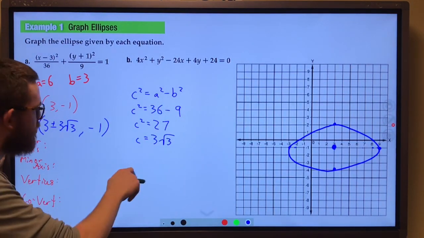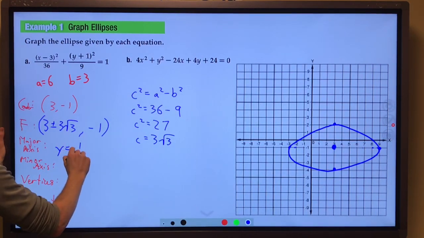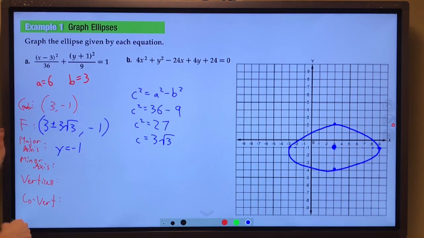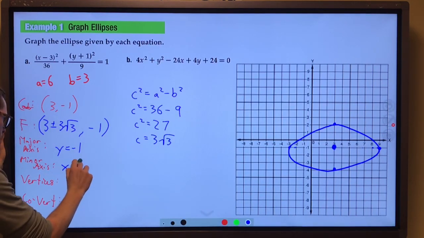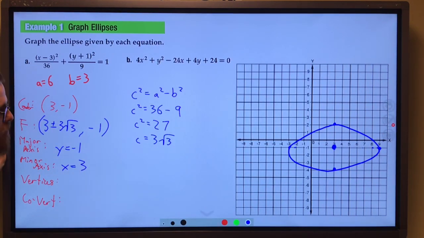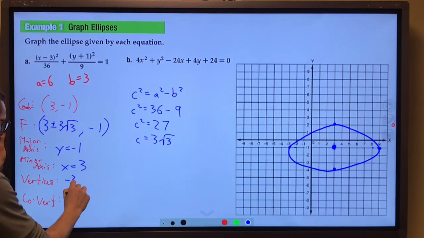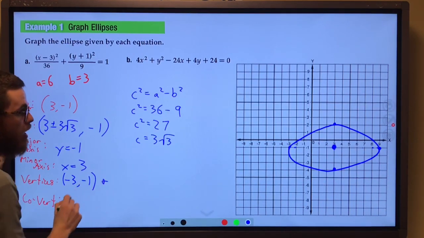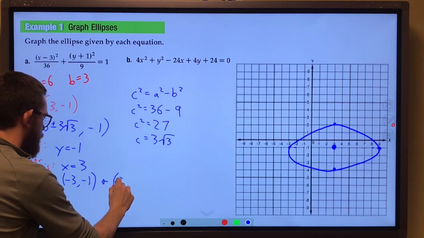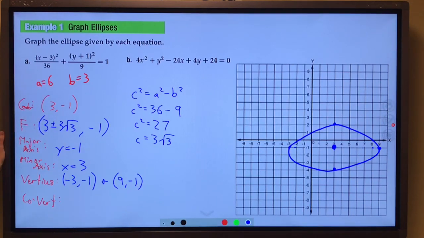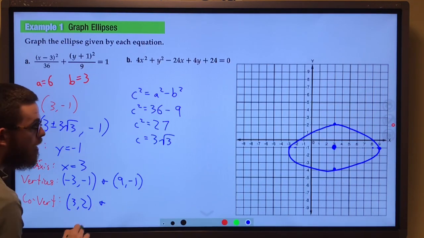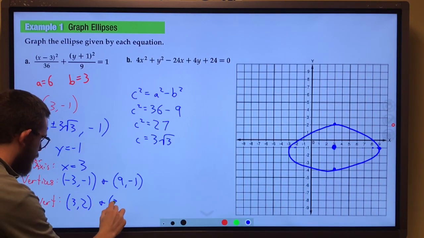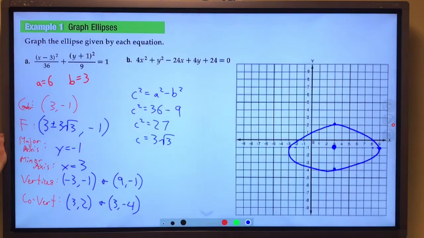Our major axis, we can see it would be y equals -1. Our minor axis would be x equals 3. We have vertices. Vertices are endpoints of the major axis, so our vertices are -3, -1, and 9, -1. And our co-vertices are at 3, 2, and 3, negative 4. How we feel about that one? I think we're feeling good.